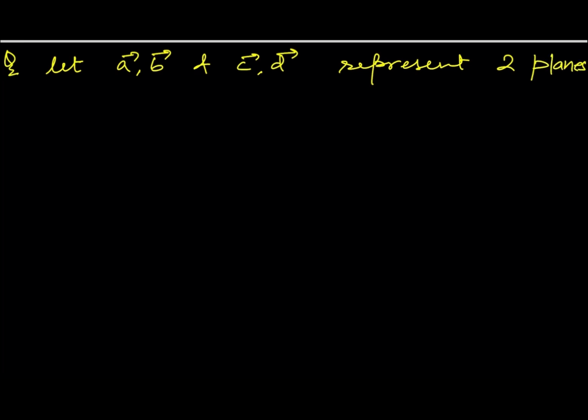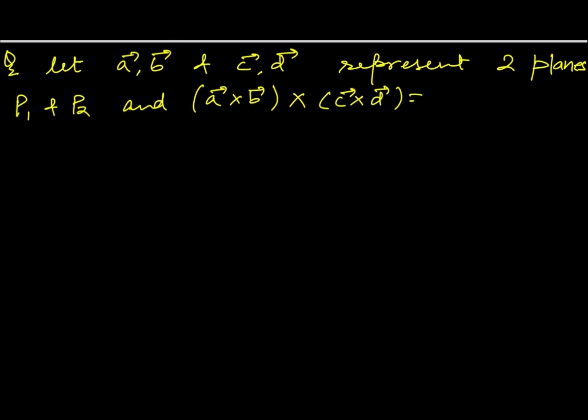Next question is, let A vector B vector and C vector D vector represent two planes P1 and P2, and A cross B cross C cross D is equal to 0. Find angle between P1 and P2, right?